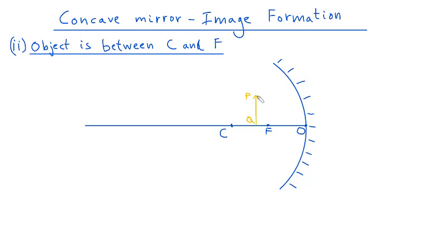So recall that a ray from the top of the arrow, from point P, that travels parallel to the optical axis, like so. Okay, so this ray here is traveling parallel to the optical axis. Recall that such a ray will reflect off the mirror and travel through the focal point F, like so.